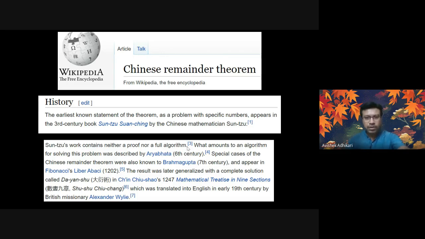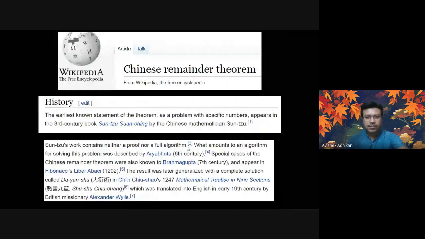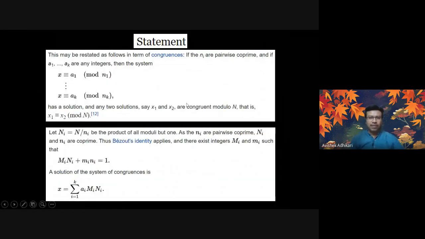So that's very important. Okay, so let's come to the statement of it. I have already explained a bit about it. Suppose you have positive integers n1, n2, ..., nk, which are pairwise relatively prime, and a1, a2, ..., ak are any integers. This is a system of congruences, and it says that it will have a unique solution modulo n, where n is the product of n1, n2, ..., nk.